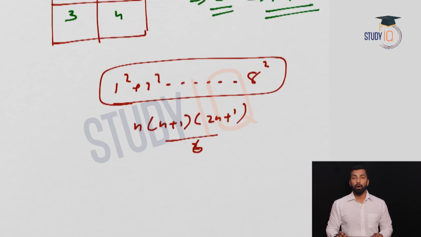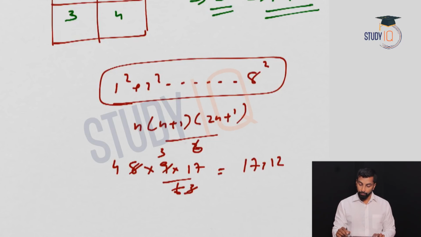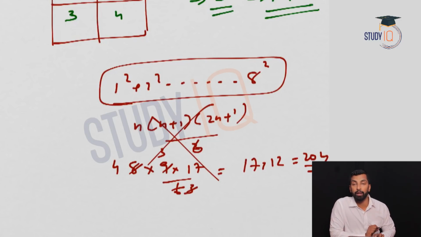We have discussed this. Now in the case of a chessboard, what is n? n is 8. So 8 into 9 into 2 times 8, 16 plus 1, 17, divided by 6. You get the answer, right? So this is getting cancelled out. This becomes 4, this becomes 3 and 3. So 17 into 12 will give you 204. From now on you don't even need to do this. The moment you get a question, how many squares are there in a chessboard?